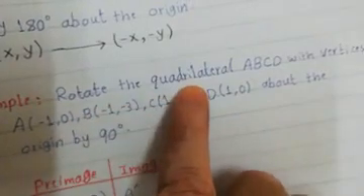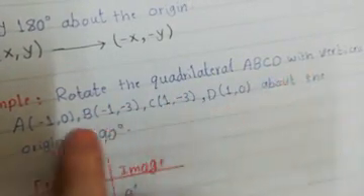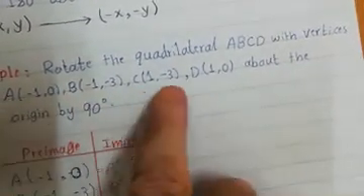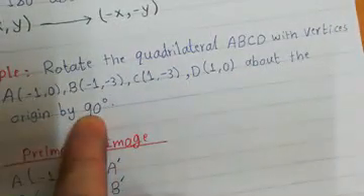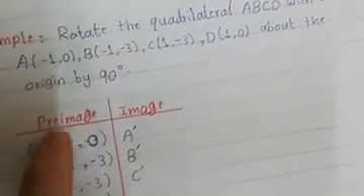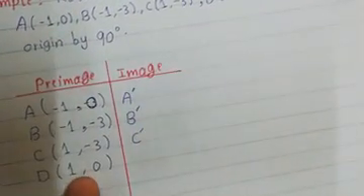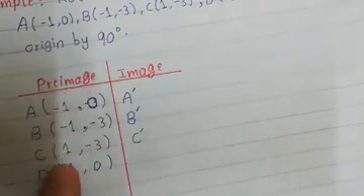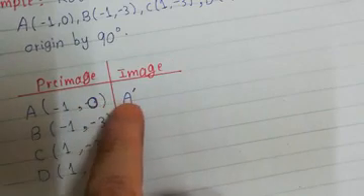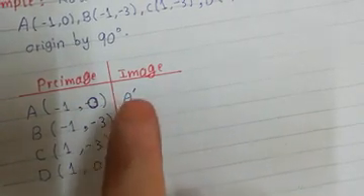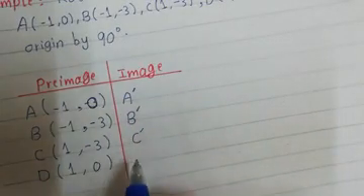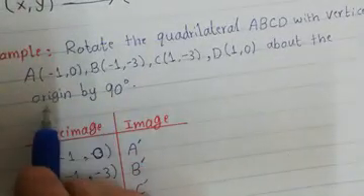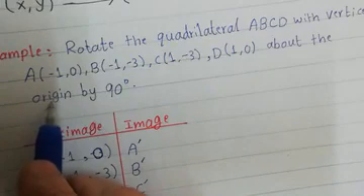Rotate the quadrilateral ABCD about the origin by 90 degrees. These are the given vertices for this quadrilateral. So I will draw this table. These are the points or the vertices of the original shape. I will find A prime, B prime, C prime and D prime. This rotation is by 90 degrees about the origin.